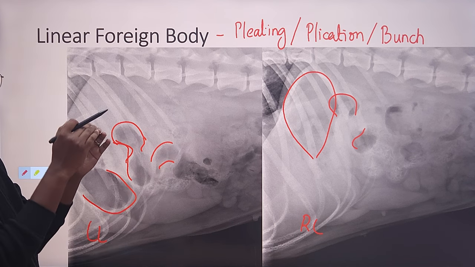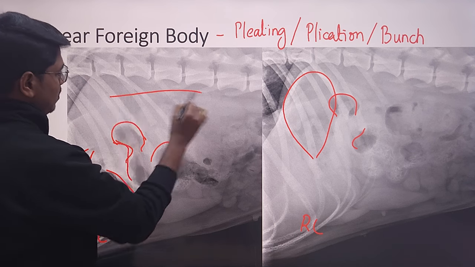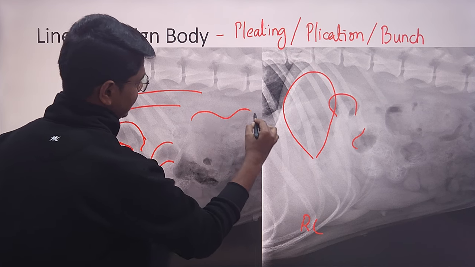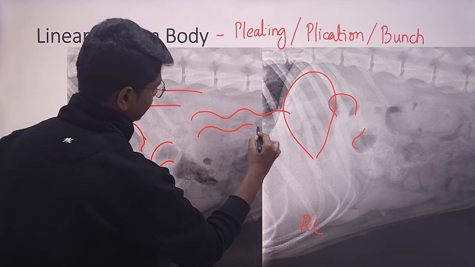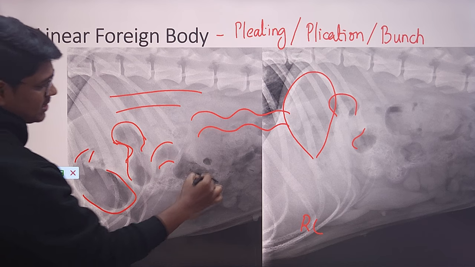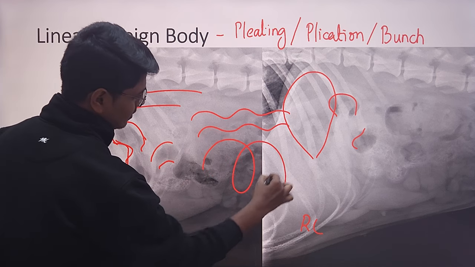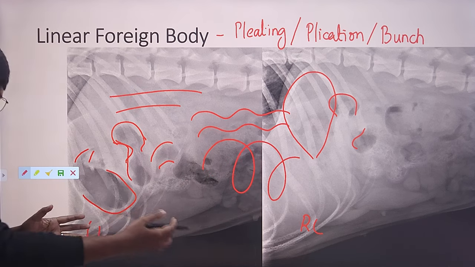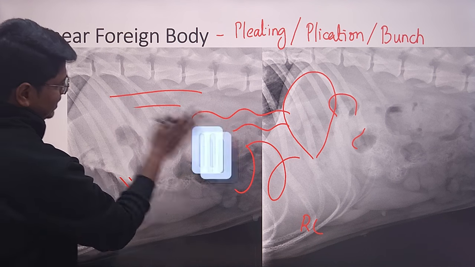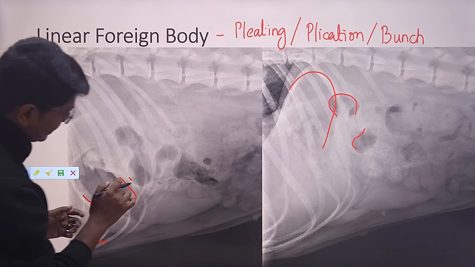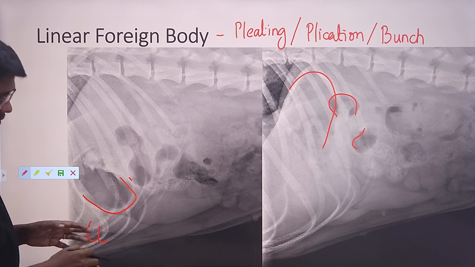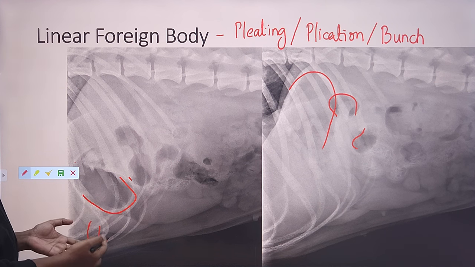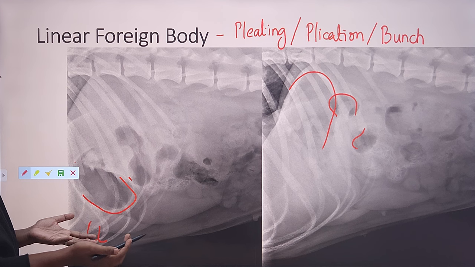Pleating means you will have some pleats. Intestine normal like this, when it is pleated like this. Okay, this is pleating. Plication is basically when it is like that. We will see some images of plication also, you will appreciate that. Okay, so this is pleating, and also there is plication. Simply it is viewed in left lateral view. Simply change the position and you can diagnose disease.